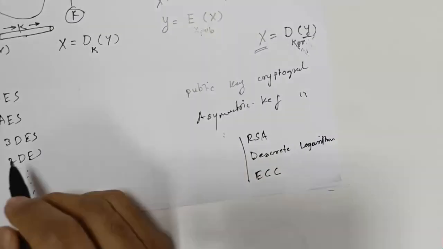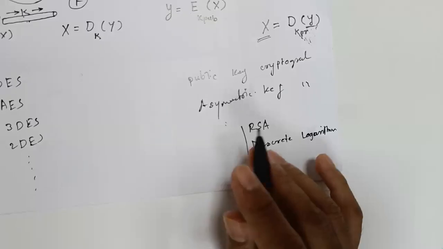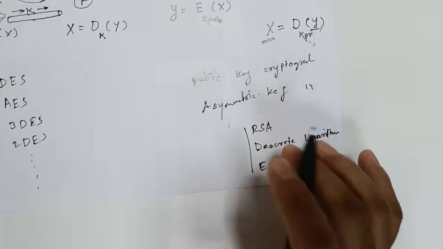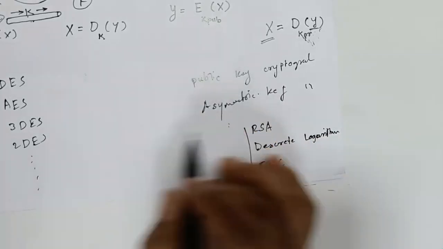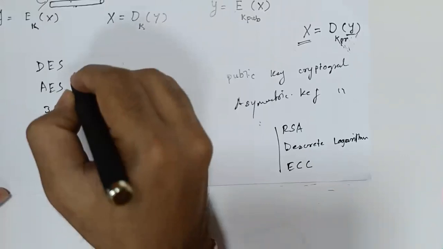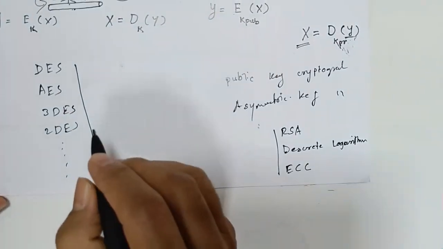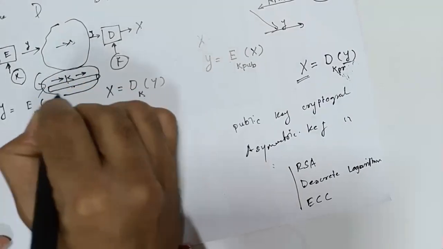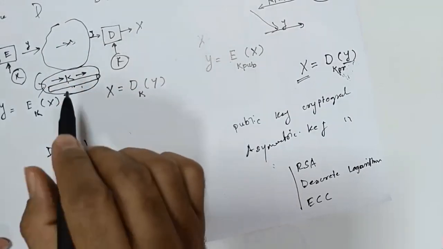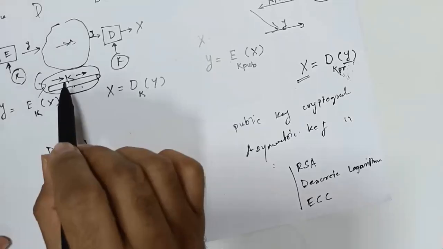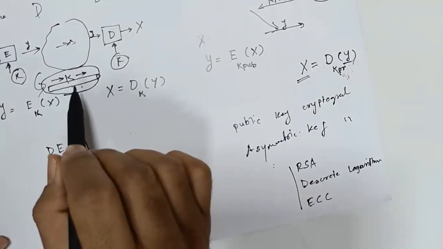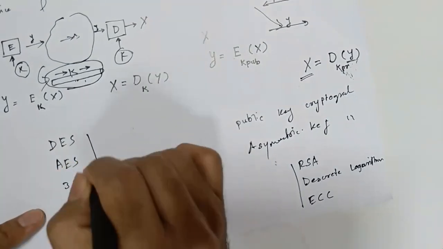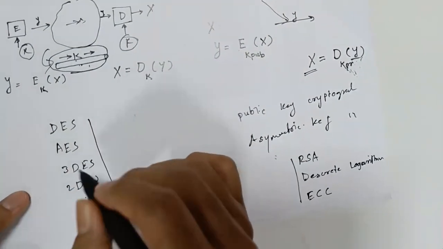And most of the communications are using public key cryptography. Symmetric key cryptography is also secure only when you are very sure that the secure channel through which the key is getting exchanged is 100% secure. Then only does it have 100% effect.